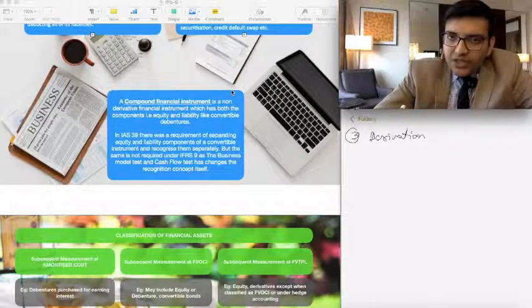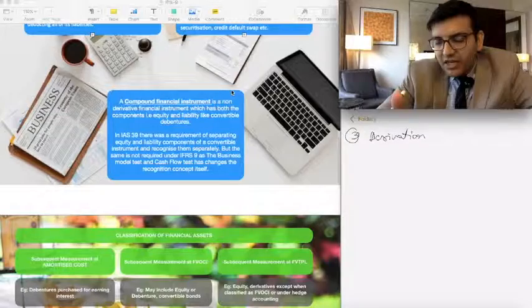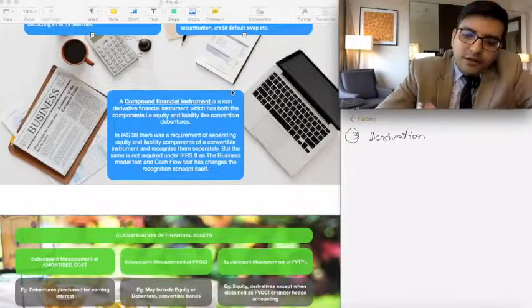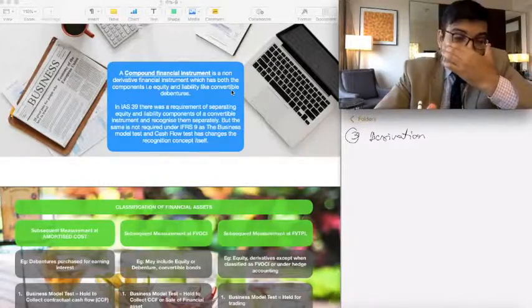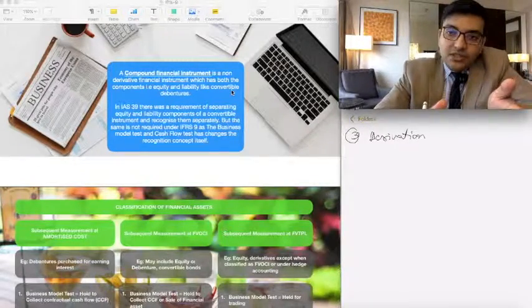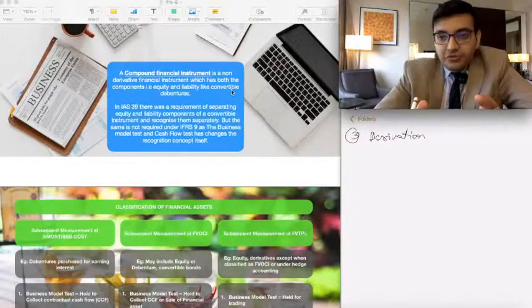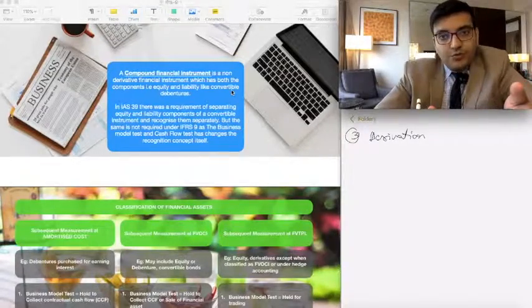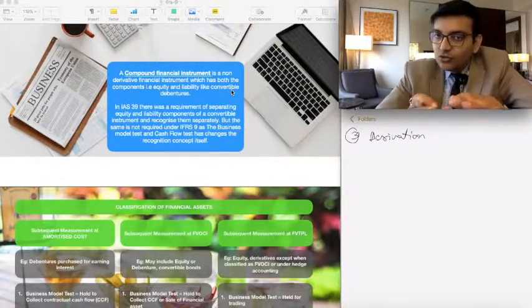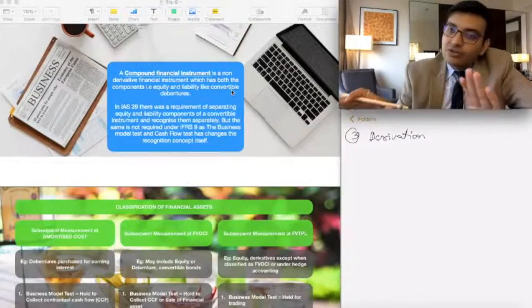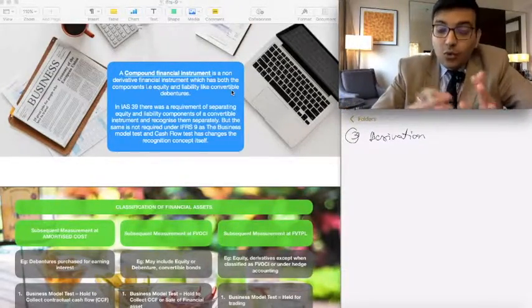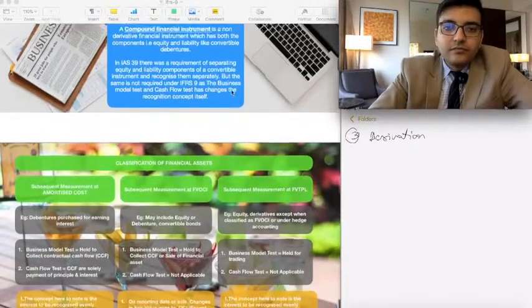One is for equity, because after conversion it will be equity, and one is for liability, right? That is why it is called compound financial instruments. IAS 39 had a different accounting treatment for compound financial instruments, but in IFRS 9 there is no different accounting treatment. You have to classify them according to the classification criteria, right? Now what is the classification criteria?